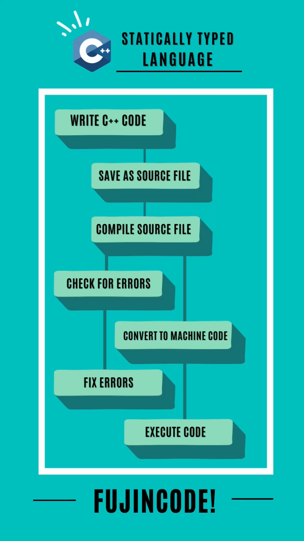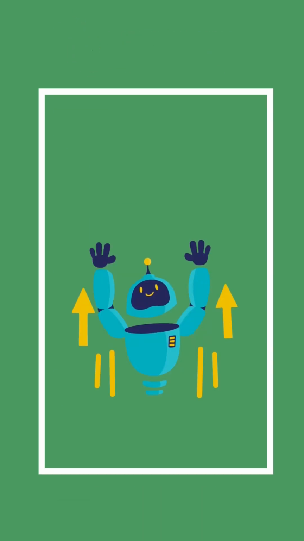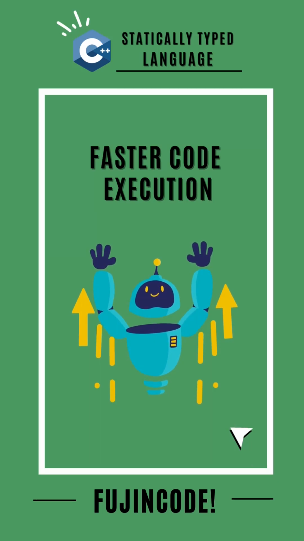Finally, the code is executed and the results are produced. Understanding this flowchart can help you understand the process of how C++ code is written, compiled, and executed. But why is this important? Well, because C++ is compiled rather than interpreted, it leads to faster code execution.